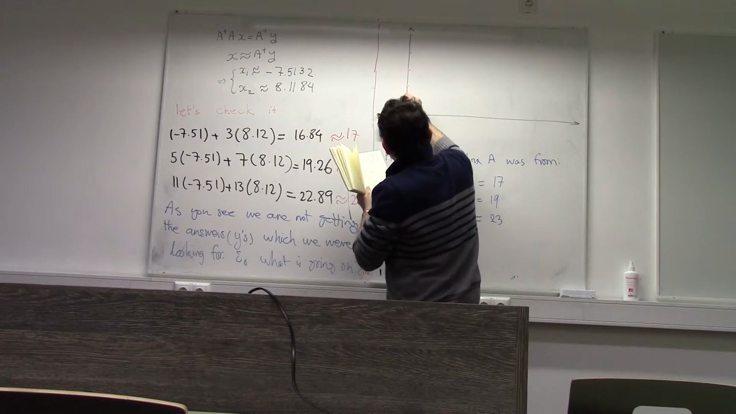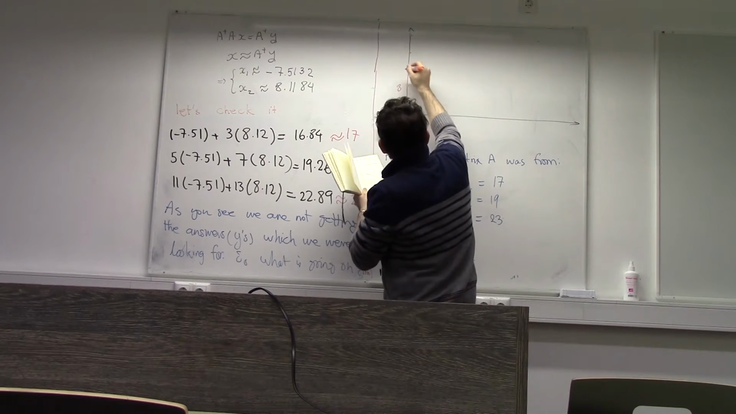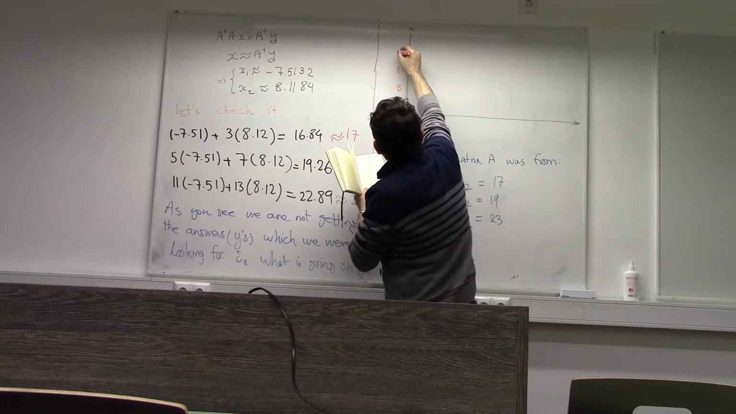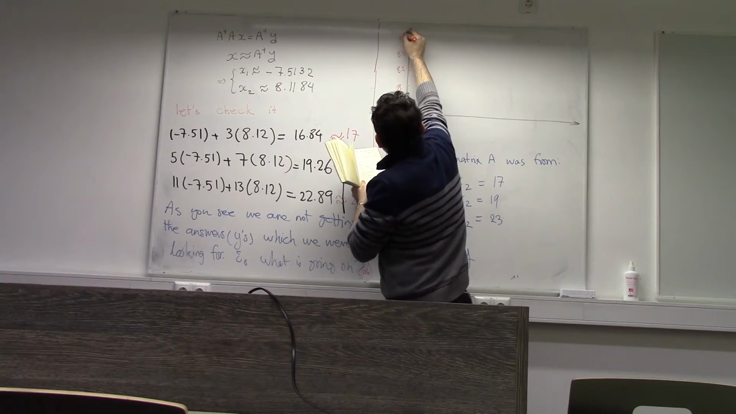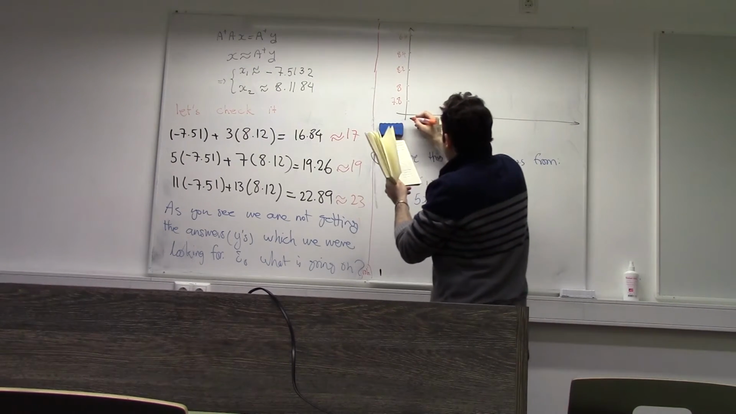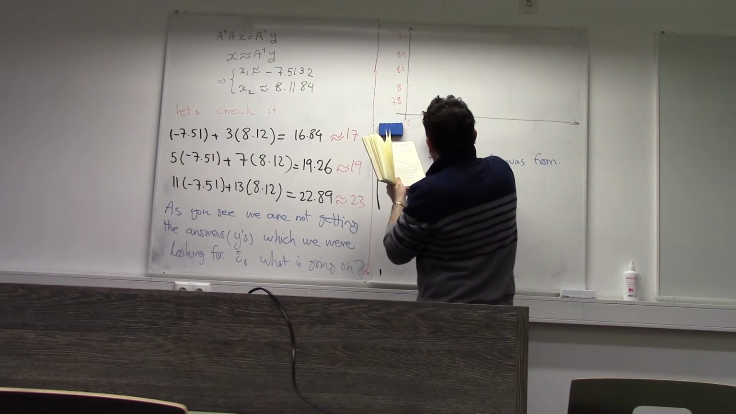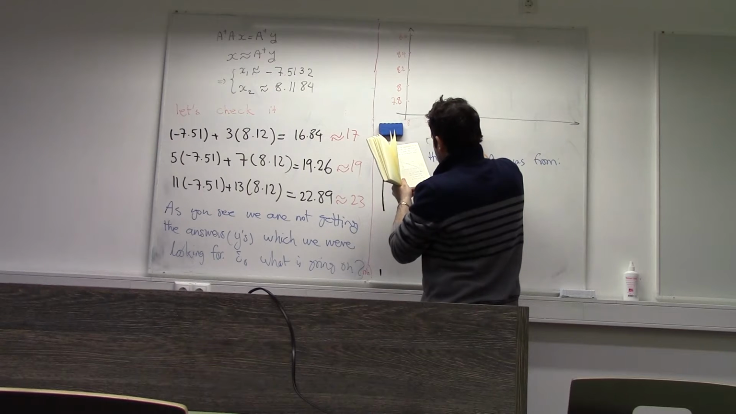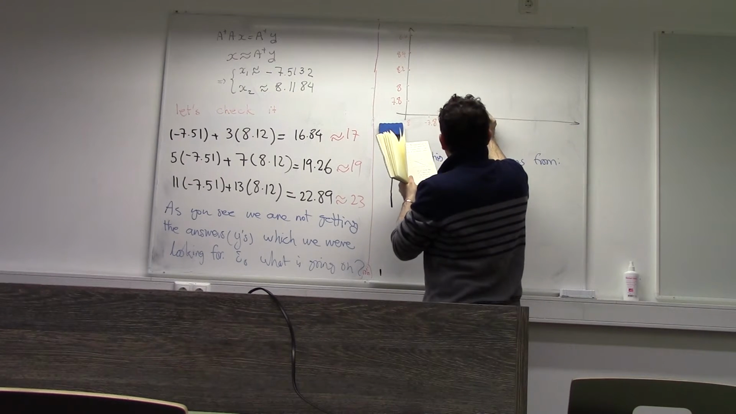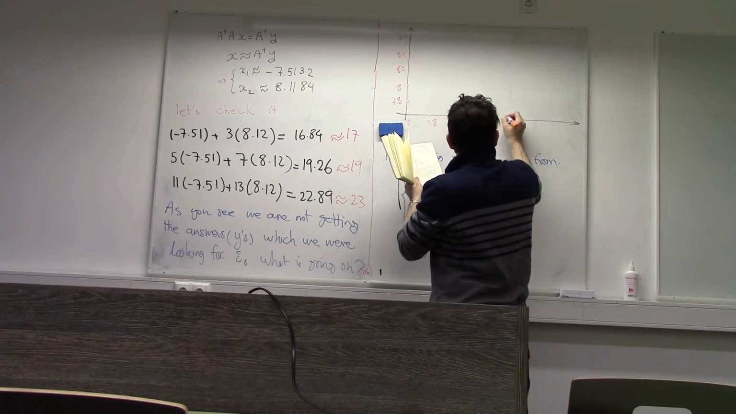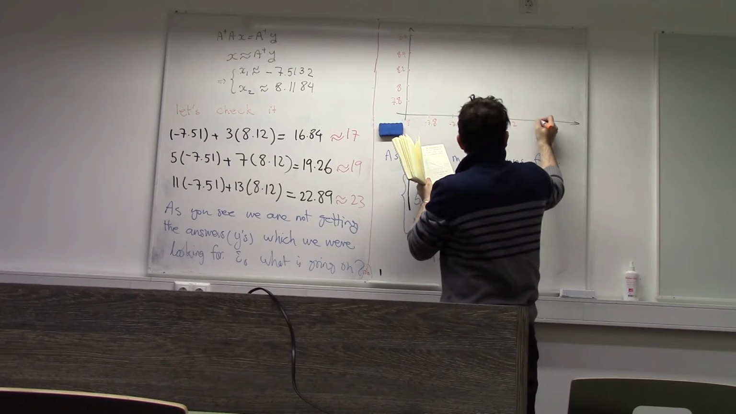This is 7.8, this is 8, 8.2, 8.4, 8.6. This is minus 8, minus 7.8, minus 7.6, minus 7.4, minus 7.2, minus 7.